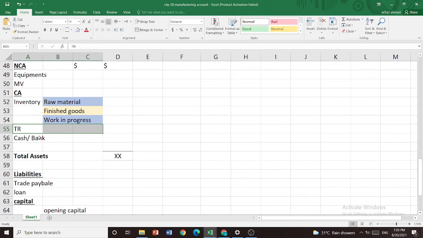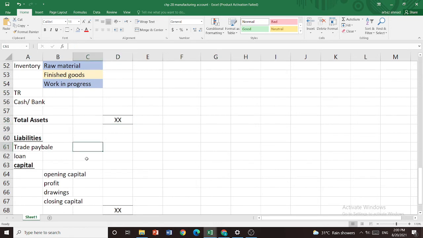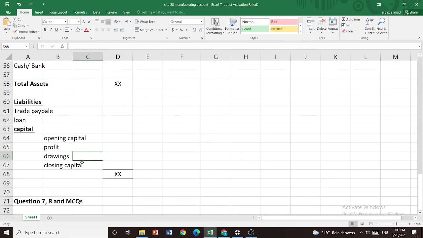Then trade receivable will be normal, cash or bank will be normal, then you will get your total assets. Trade liability is also going to be normal, loan also normal, then you will have opening capital, add profit, minus drawings, and you will get your closing capital. This plus this minus this, you will get your closing capital. So take this and add your two liabilities, you will get total assets equal to total liabilities.